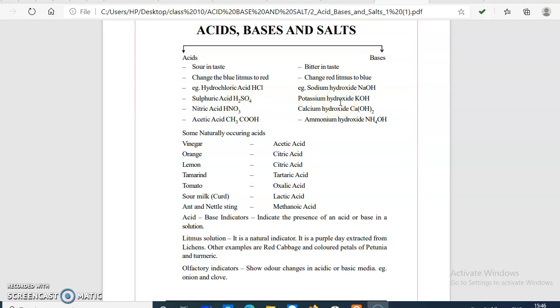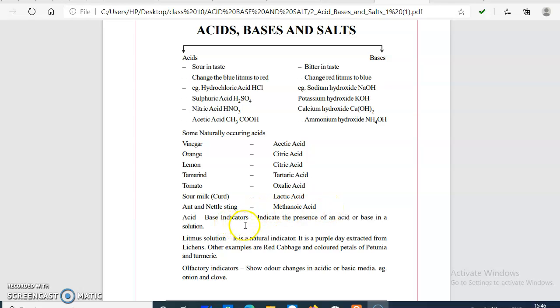Now some acids are also found naturally in nature, like vinegar, which you use in your house. Vinegar has acetic acid, orange has citric acid, lemon has citric acid, tamarind has tartaric acid, tomato has oxalic acid, sour milk or curd has lactic acid, and an ant sting has methanoic acid or formic acid, right?